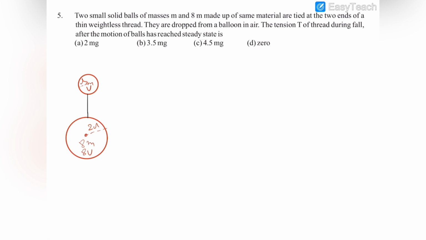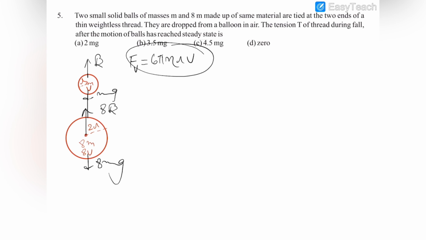So in this case, there would be buoyancy acting on the balls, and due to the fact that the volume of this ball is v, the buoyancy acting on this ball is B, and the volume of this bigger ball is 8v, so the buoyancy acting on this bigger ball would be 8 times B. The weight of this ball will be mg, and the weight of this ball will be 8mg. And we know that the viscous force is 6 pi eta r v, where v is the velocity. So we are considering the fact that the velocity will be the same, obviously, because only then the thread will be under some tension.